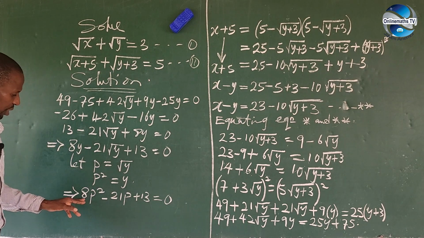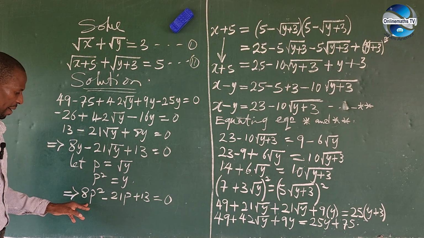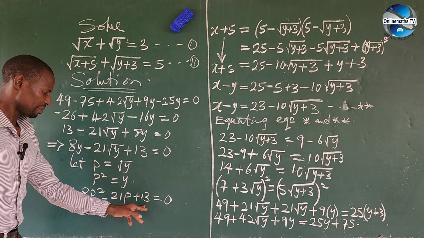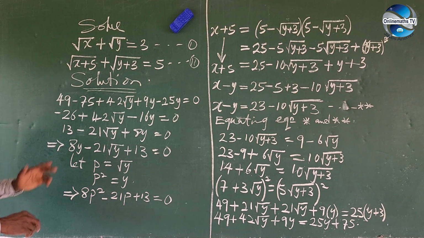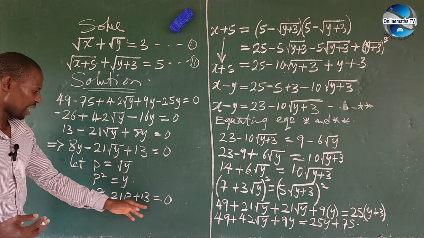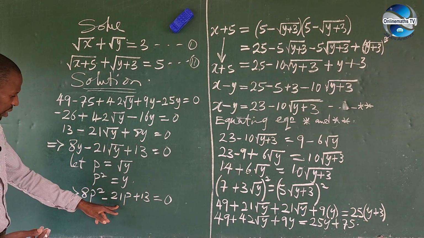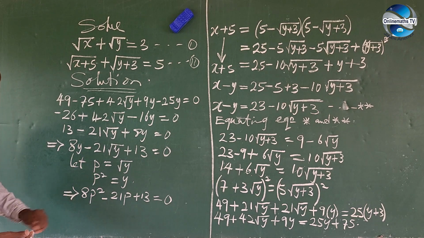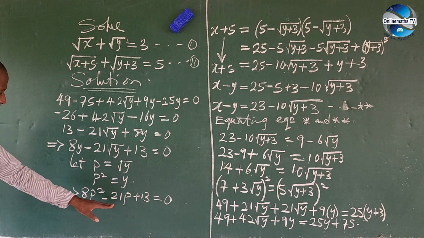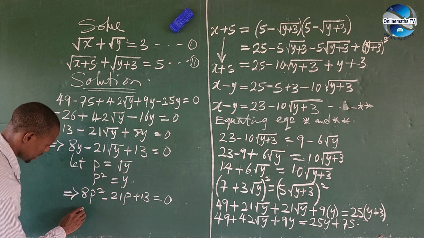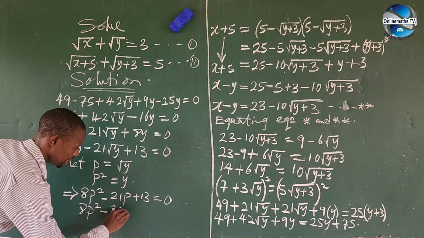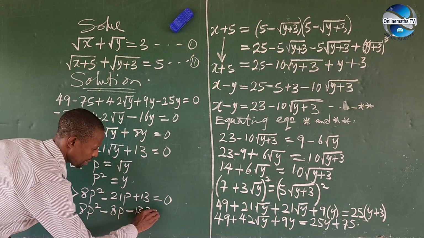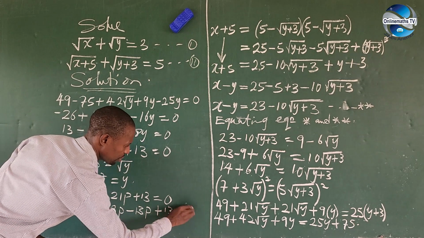So because the coefficient of p squared is 8, we multiply by this constant. So 8 times 13, that will give us 104. So 2 factors of 104 that we will multiply there will give us 104, and add there to give us minus 21 will be 8 and 13. So, and that will give us minus minus. So this will now give us 8p squared minus 8p minus 13p plus 13 equal to 0.